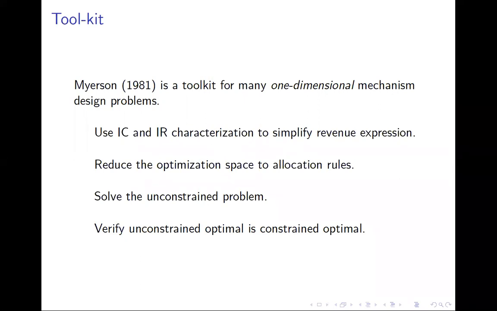And then basically what Myerson suggests is a four-step approach. First, use IC and IR characterization to simplify the revenue expression. Reduce the optimization space to allocation rules using those simplifications. Solve the unconstrained problem. Verify that the unconstrained optimal is constrained optimal. It's a step-by-step procedure on how to solve this optimization problem.